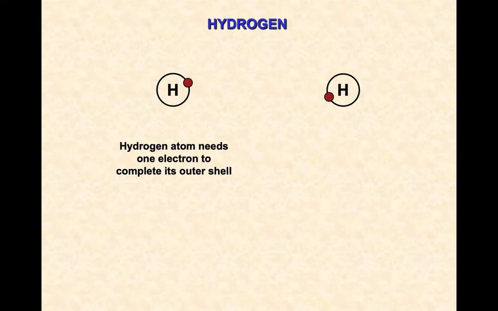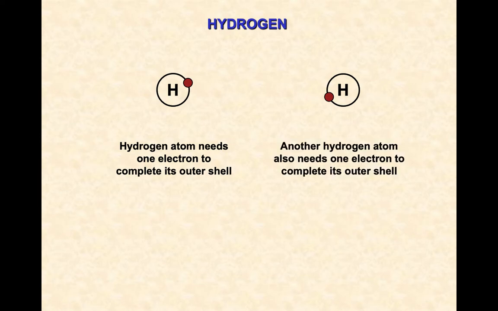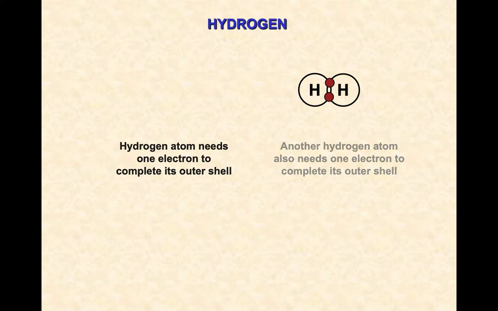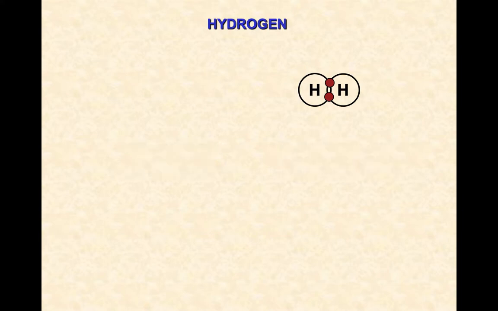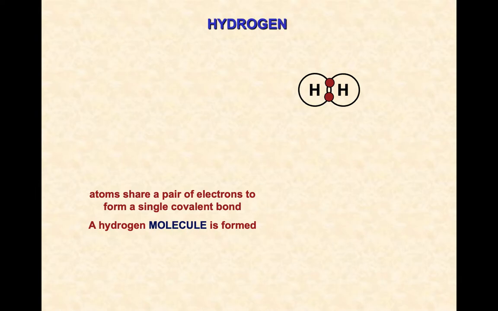So they decide to share. So now both of the hydrogens have a full outer shell. So atoms share a pair of electrons to form a single covalent bond, and a hydrogen molecule is formed. Okay, if we were to write the chemical symbol for that, it would be H2.